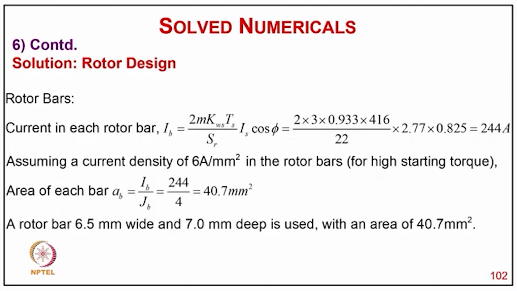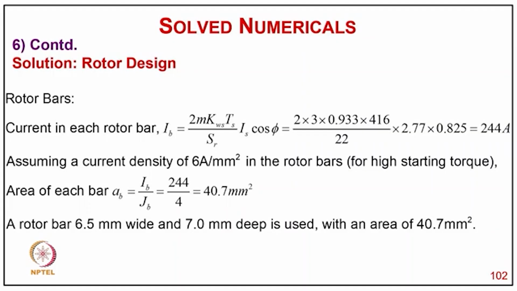Now coming to calculation of rotor bar, so the current in each bar is IB equals 2 MT KWS into TS into I cos phi. Putting value, it comes 244 ampere. Assuming current density of 6 ampere per millimeter square because of better cooling in the rotor bar with a high strength, the area of each bar is AB equals IB upon JB, and it comes 40.7 millimeter square.